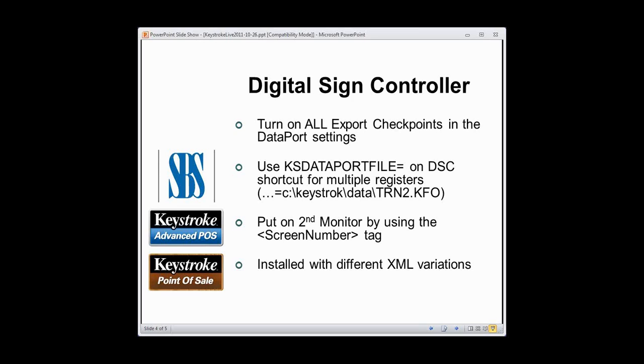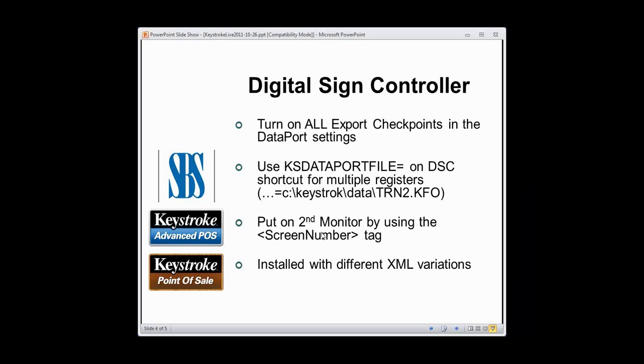I have an example below. It shows C keystroke data trn2.kfo. That would be for transaction manager machine number 2, and the keystroke file output is what we're actually picking up. You don't really need to know all those details, but if you start working on multiple registers, or if you find out after you've installed it that it's not working, check your machine number in Keystroke by hitting Shift and F12, and check your command line to make sure you're using the same startup line.